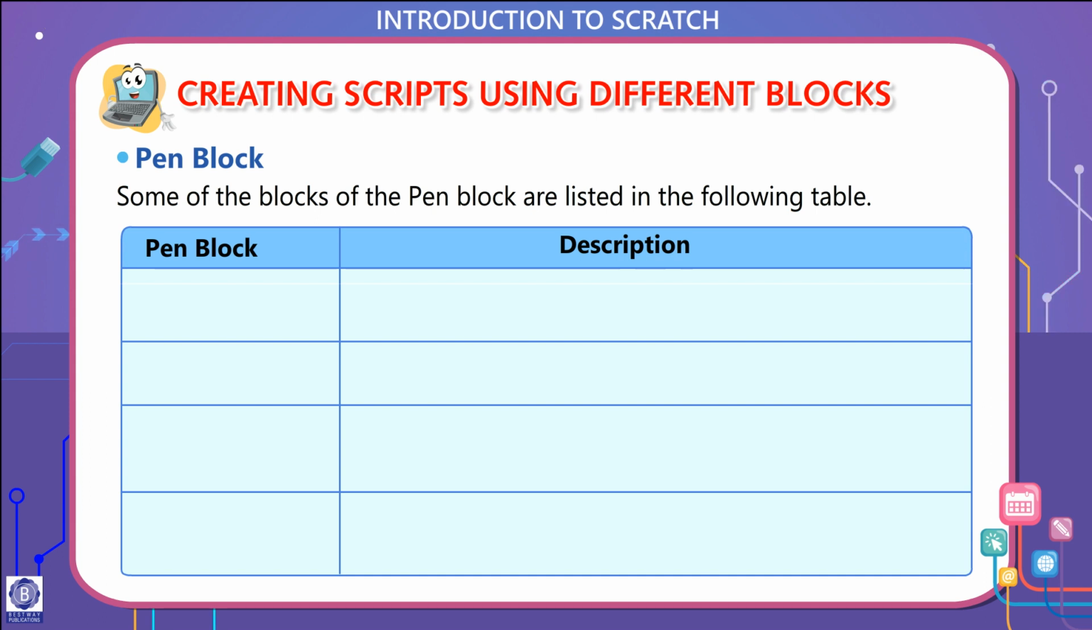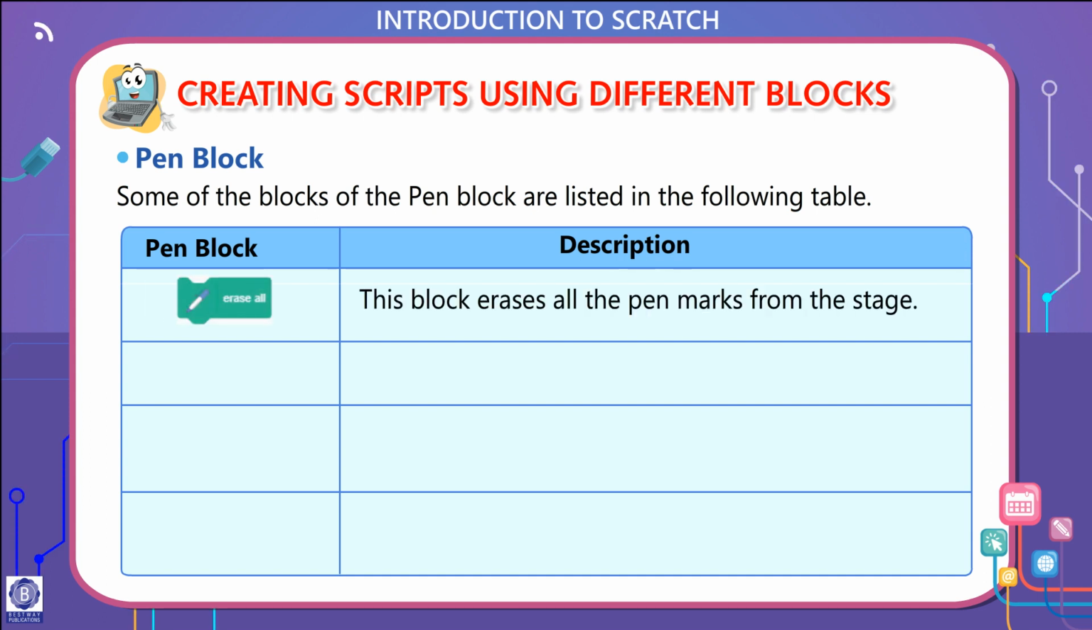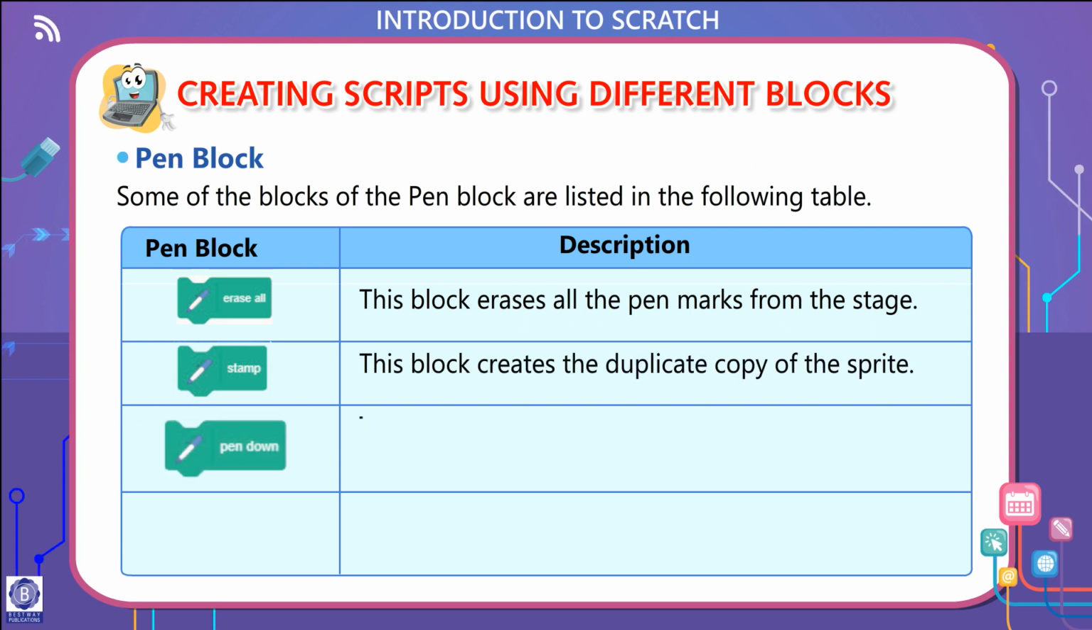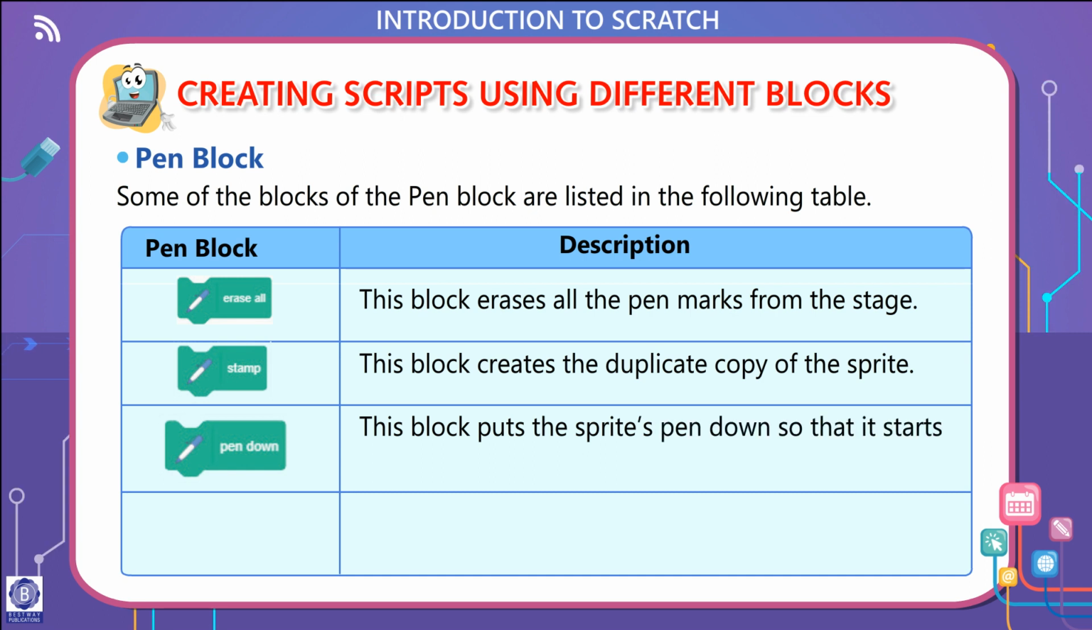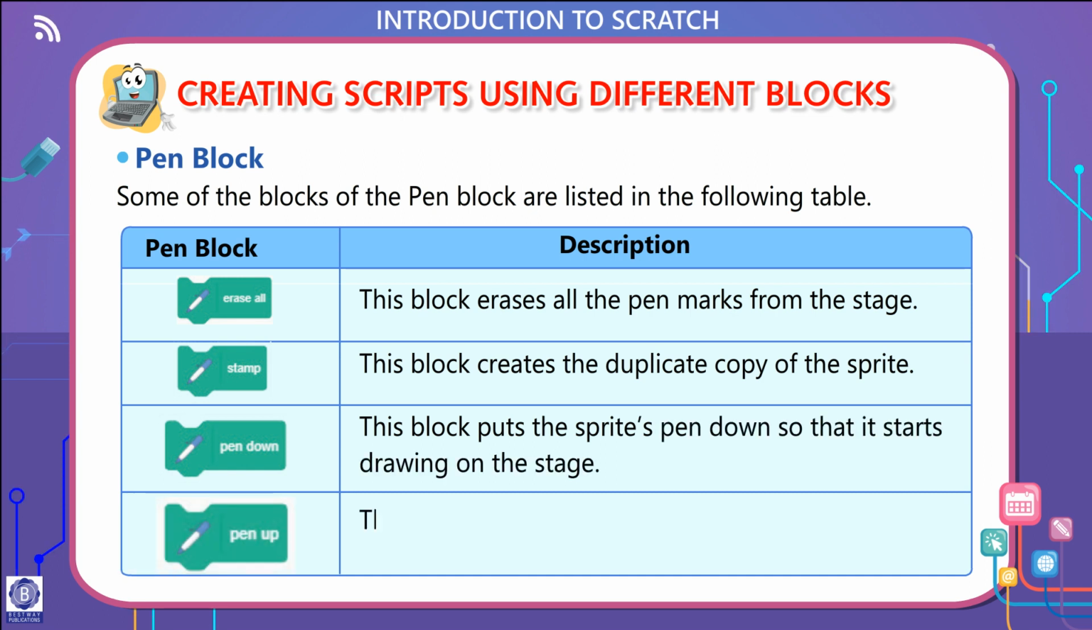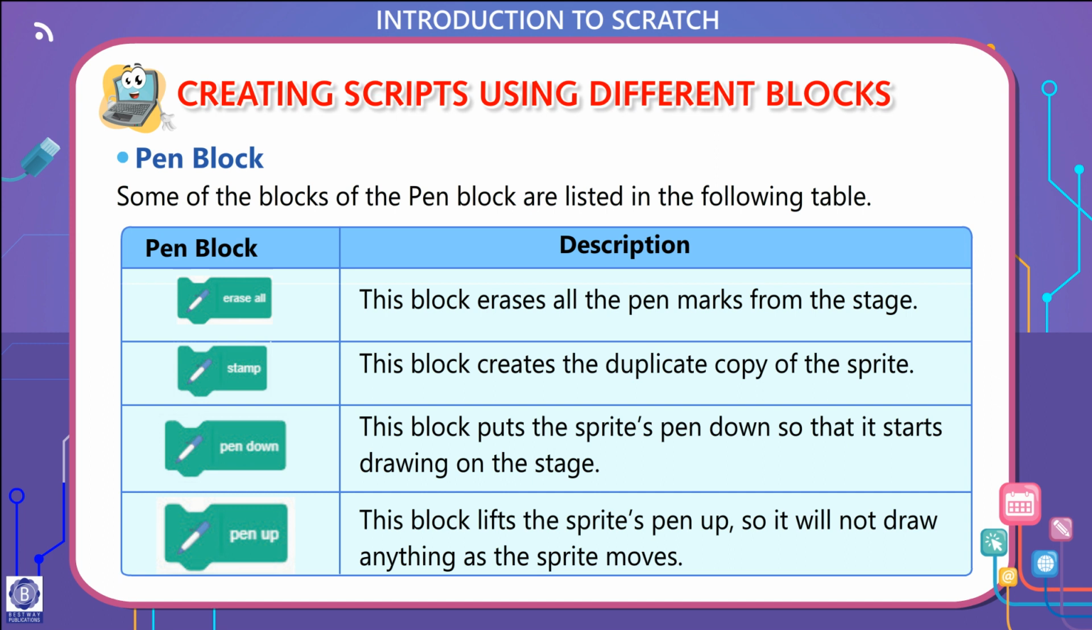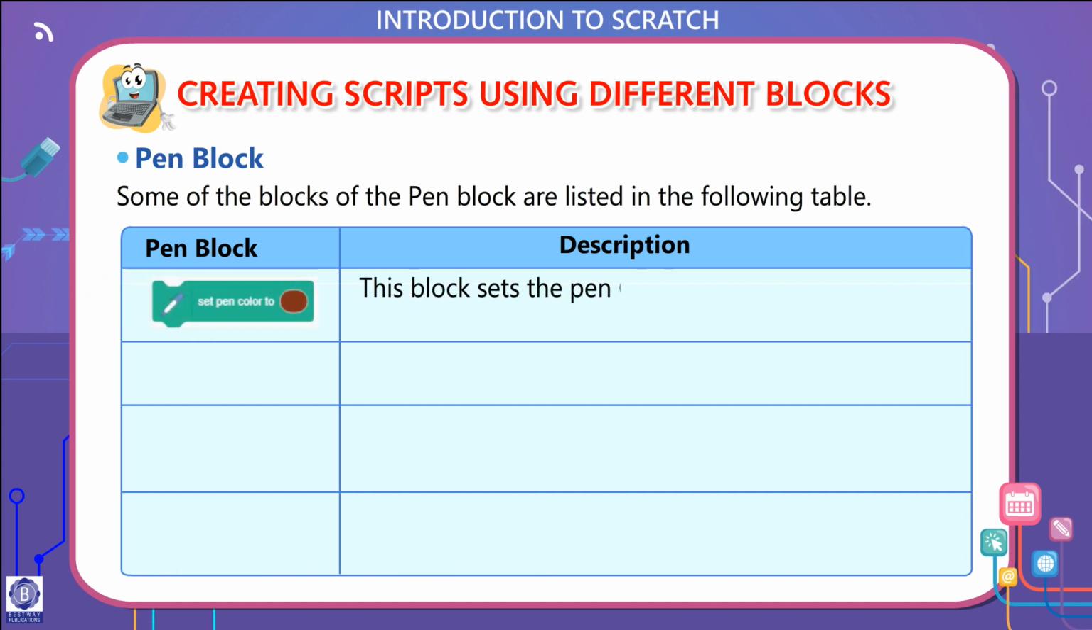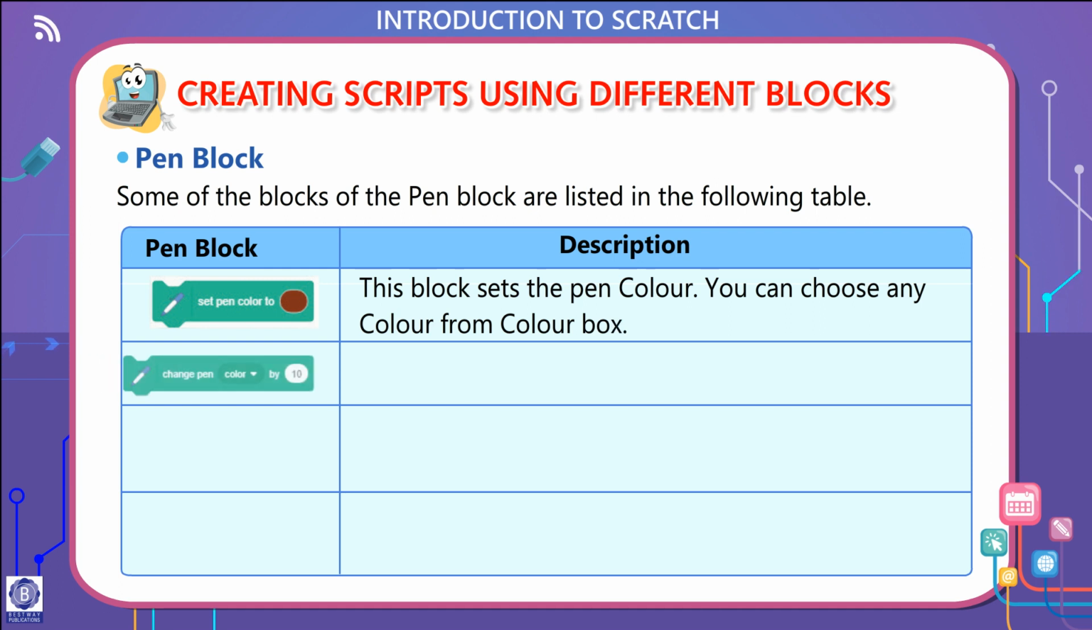Pen block. Description. This block erases all the pen marks from the stage. This block creates a duplicate copy of the sprite. This block puts the sprite's pen down so that it starts drawing on the stage. This block lifts the sprite's pen up so it will not draw anything as the sprite moves. This block sets the pen color. You can choose any color from Color box.